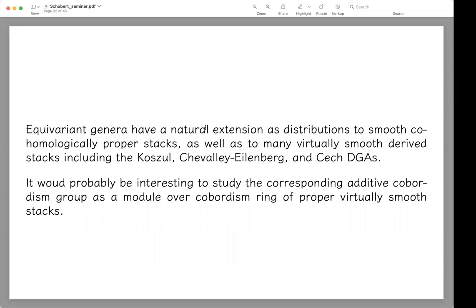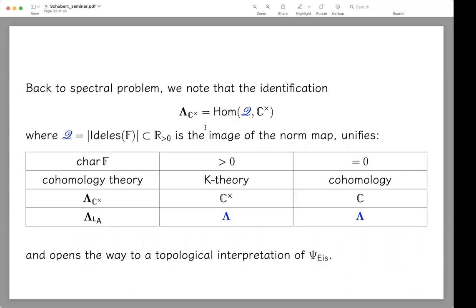But for actual application, all we need is just some very simple things: some Koszul complexes, the Chevalley-Eilenberg complex, and the Čech complex. That's all we need. And so, back to the spectral problem. So we have this identification where I have these boldface symbols lambda from different parts of the talk, and the way we'll identify them is the following.